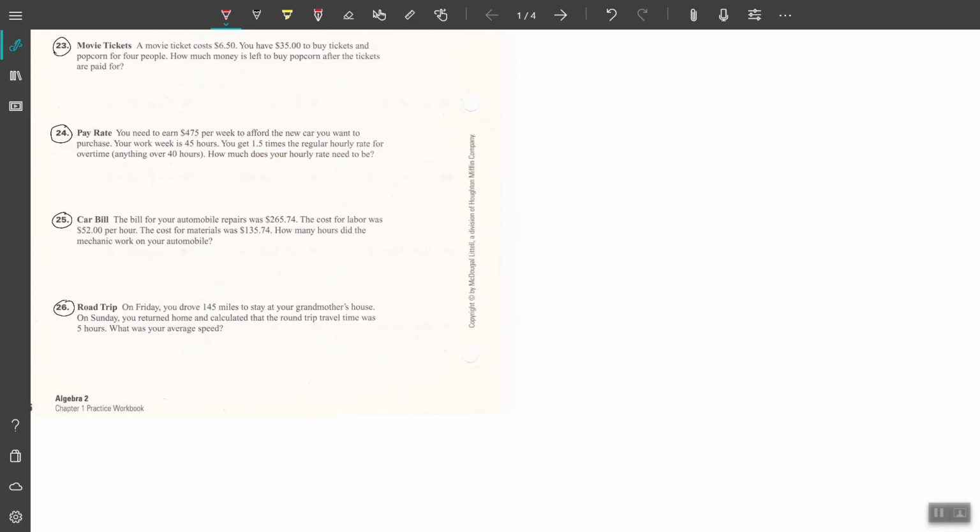Okay, the next one is a little bit easier than 24. You have a bill for automobile repairs, which comes to $265.74. So this is how much that you owe the repairman after he's worked on your car. The cost for the labor was $52 per hour. And then the cost for the materials is $135.74. And what they want you to find out is how many hours did the mechanic work on your automobile.